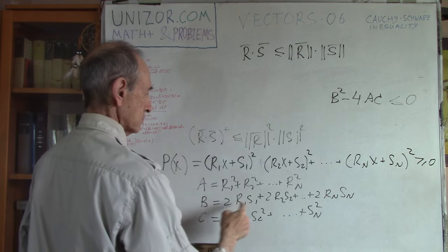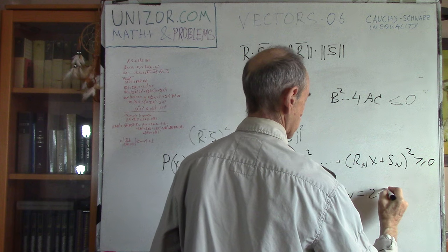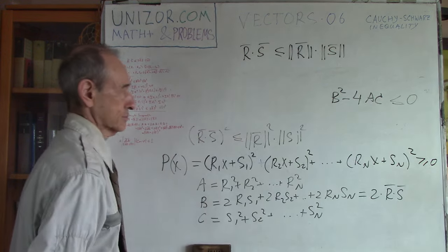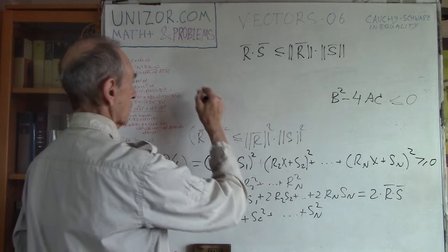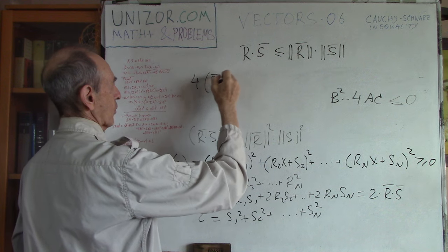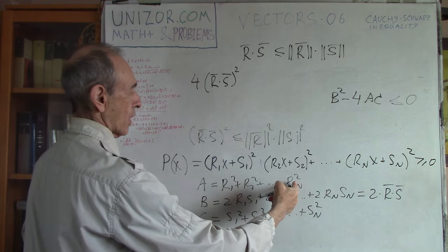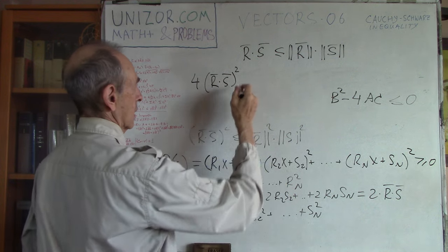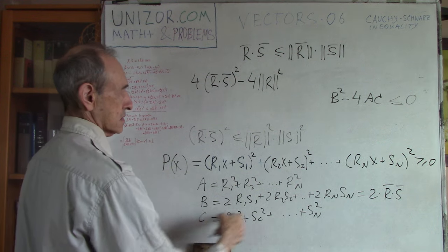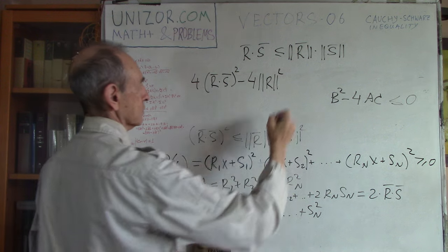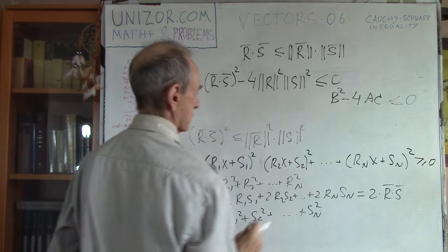Now let's think about what it means. B square is this one. Now let's think about what it is. Well, this is obviously 2 times the scalar product of R and S, right? R1 S1 plus R2 S2, etc. So that's my B. So B square is 4 times the scalar product of R and S, squared. Now what is A? A is obviously the square of the magnitude of the R vector. So minus 4 times the square magnitude of the R vector. And C is the square of the magnitude of the S vector. And this is less than or equal to zero, right?